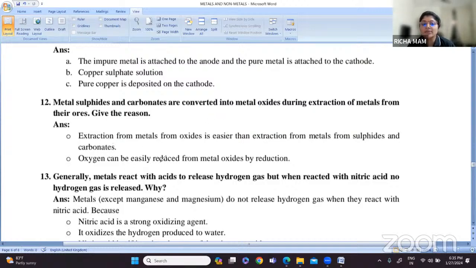Another is that oxygen can be easily removed from metal oxides by reduction. So whatever oxygen is present, it can be easily removed from the metal oxides after reduction. So these are the 2 points. These are the 2 reasons.